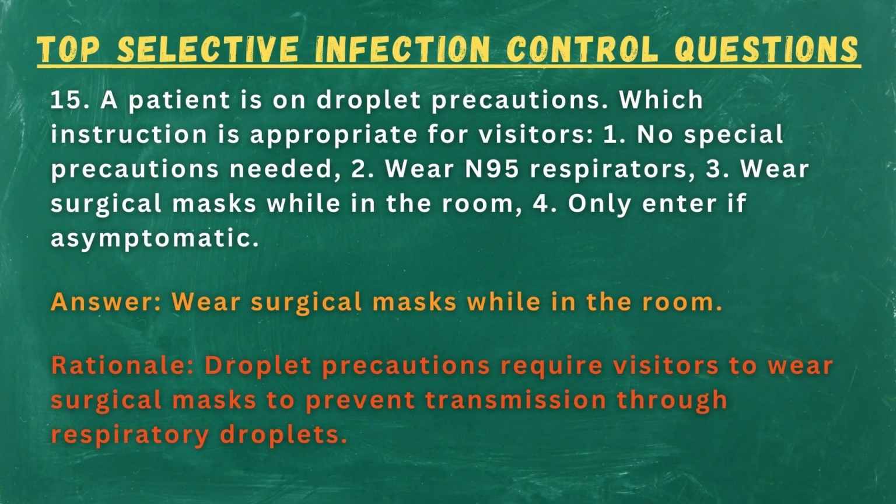15. A patient is on droplet precautions. Which instruction is appropriate for visitors? 1. No special precautions needed. 2. Wear N95 respirators. 3. Wear surgical masks while in the room. 4. Only enter if asymptomatic. Answer: wear surgical masks while in the room. Rationale: droplet precautions require visitors to wear surgical masks to prevent transmission through respiratory droplets.